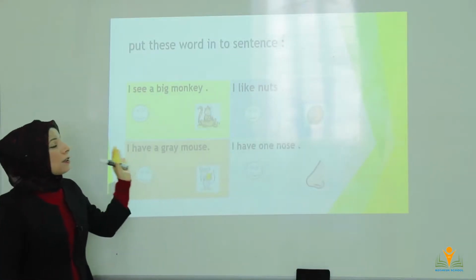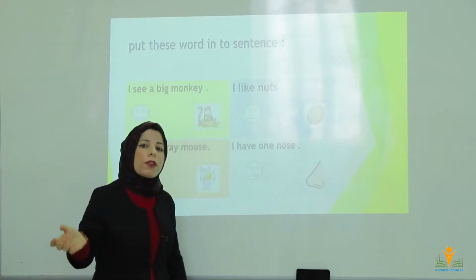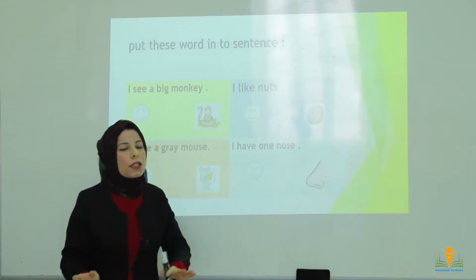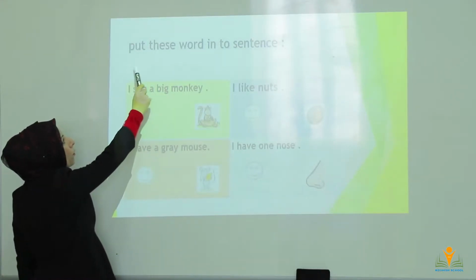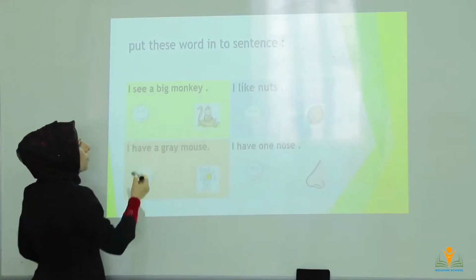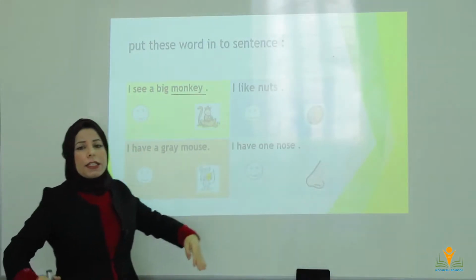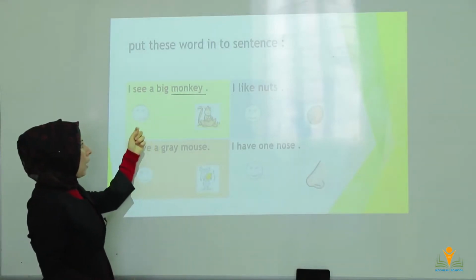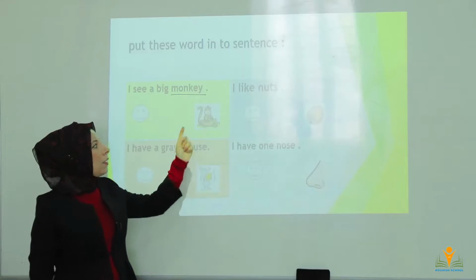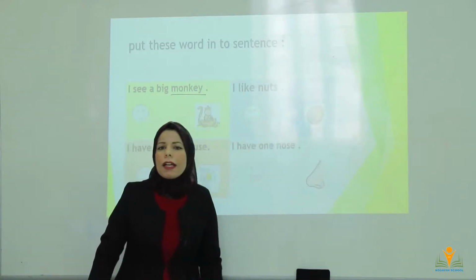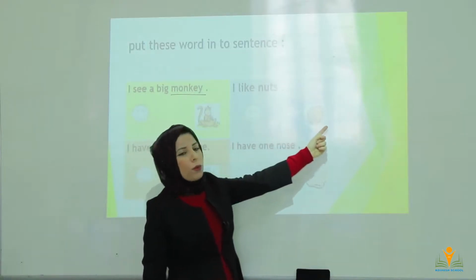Okay guys, do you remember, I asked you to put these words into sentences. Now we're gonna use those words in a sentence. We have monkey. I see a big monkey. I'm gonna draw myself and a big monkey. Next sentence, I like nuts. I'm gonna draw myself with nuts.